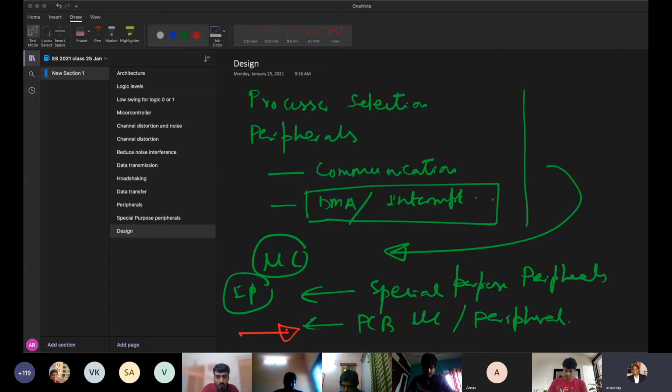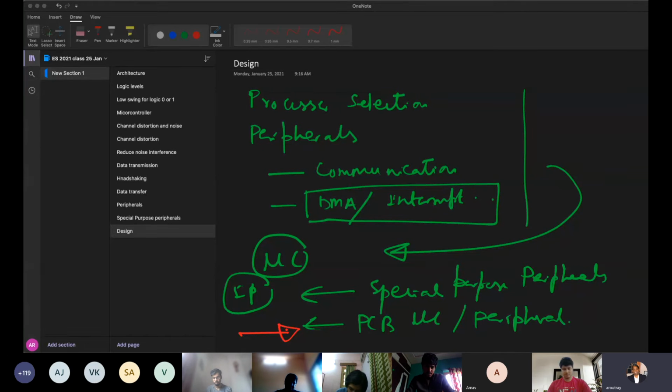So can you tell me how you design PCBs? Do you know any software for PCB design? Anybody who knows? Altium. So there are lots of software packages you can use for PCB design. I think you should pick up one. Okay, Altium. Anything else? Eagle, Proteus. Yes.